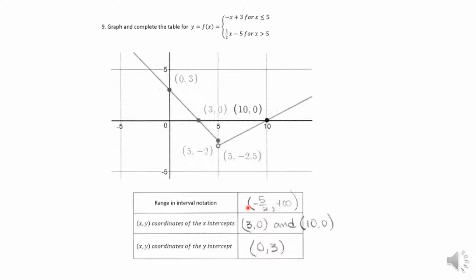Number 9 is graphing a piecewise continuous function. The break happens at 5. You'll notice that this function is discontinuous because you have to move your marker in order to continue graphing. And notice also that the range really doesn't go all the way down to minus 5/2 because we never really get there. It's an open circle. So that is an open interval, and we find that there are two x-intercepts, one there and one there, and the y-intercept is 0, 3.